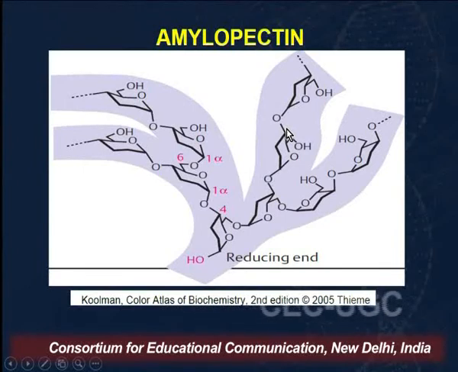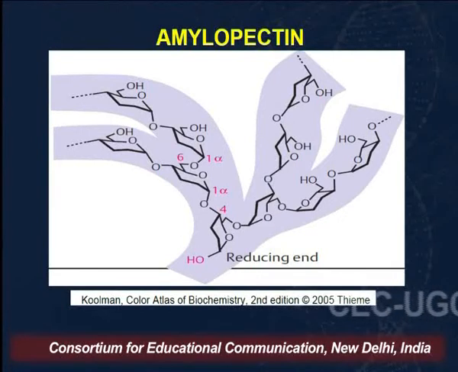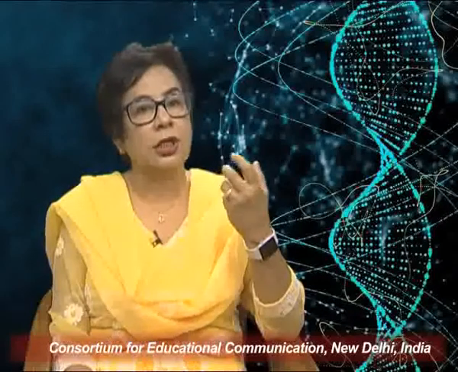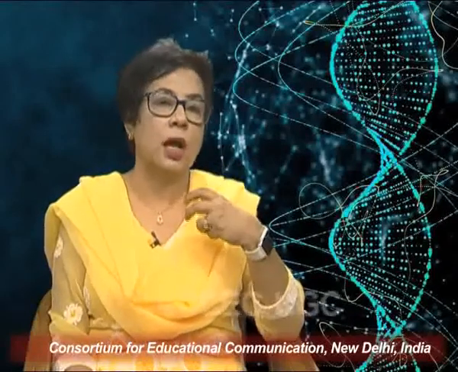Now if a question is asked, whether starch or glycogen are reducing or non-reducing, it can be framed like this: starch has few reducing ends, is it a reducing sugar or a non-reducing carbohydrate? You have to remember that it is a non-reducing carbohydrate. Similarly, glycogen is also a non-reducing carbohydrate.